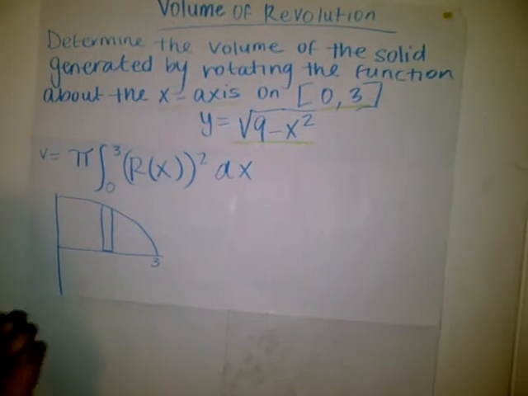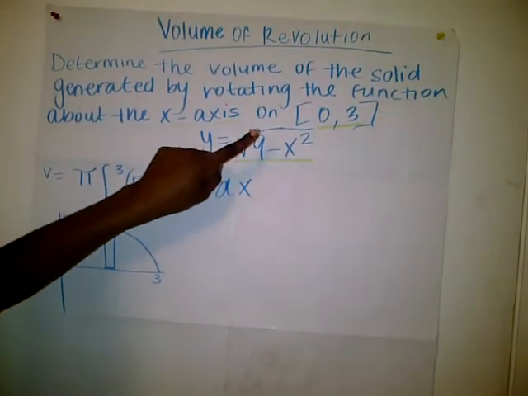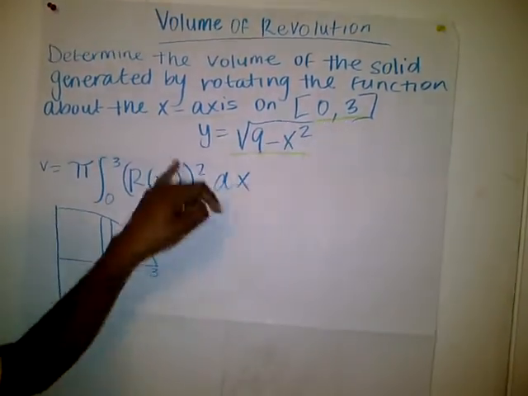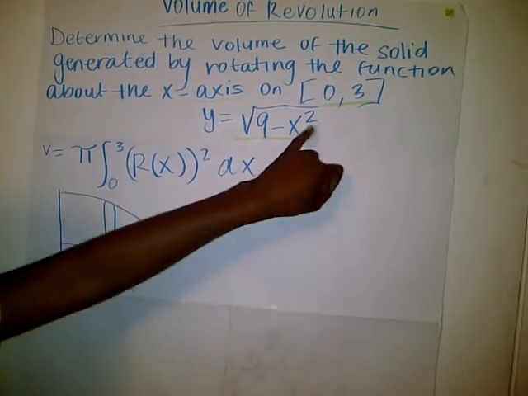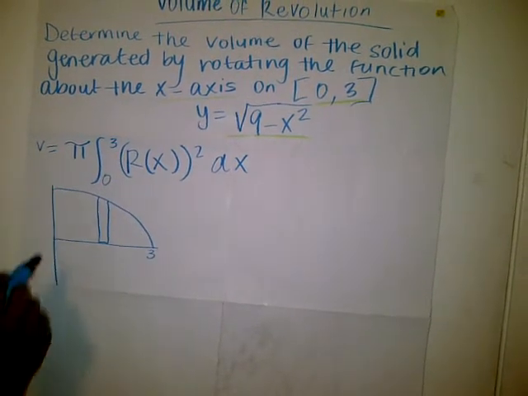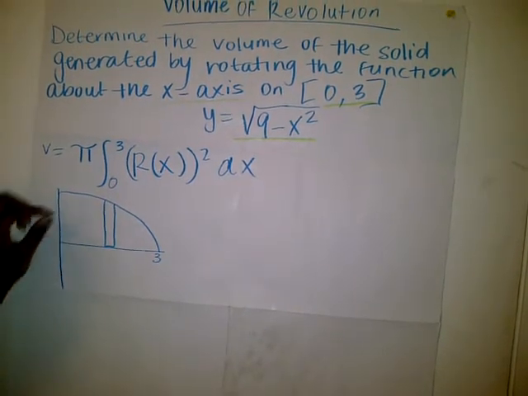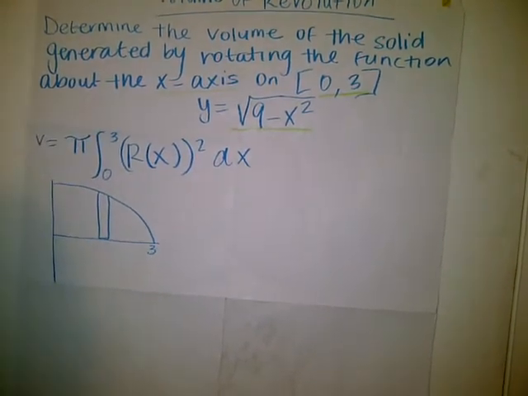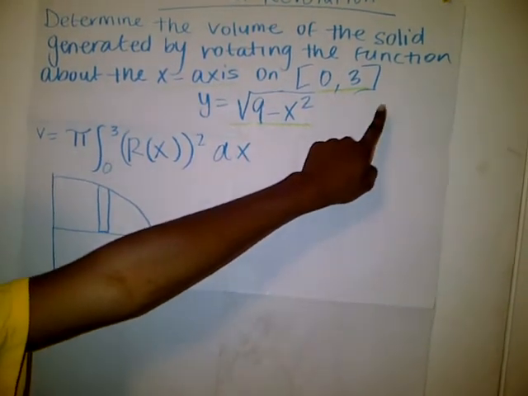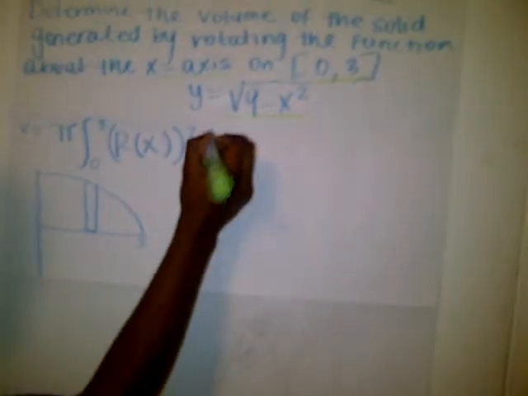We have to focus on 3 aspects of this question, which tells us that the rotating function is going to be about the x-axis and is between 0 and 3, and y is the square root of 9 minus x squared. Y is also a radius. The formula we're going to be using says pi times the definite integral between 0 and 3, or a to b, and in our function here, our a to b is 0 to 3, times our y squared times dx.